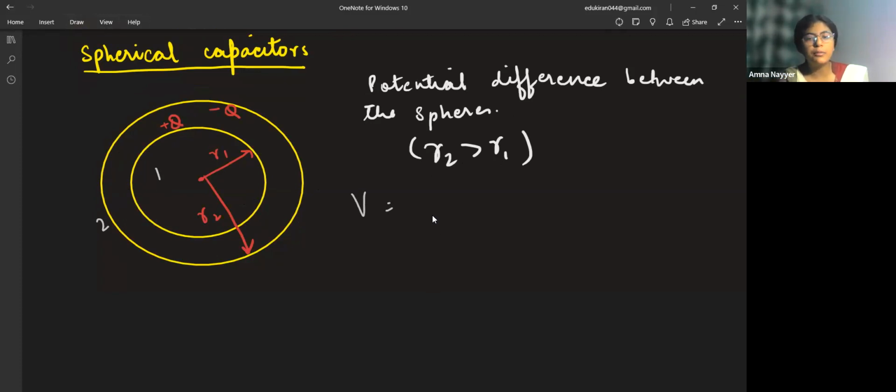Rabia, can you tell me the potential on this sphere now? Radius is R1, charge is plus Q, this sphere. You all have attempted the test. Potential, you all have at least revised it once. KQ by R, yes. KQ by R1, right.